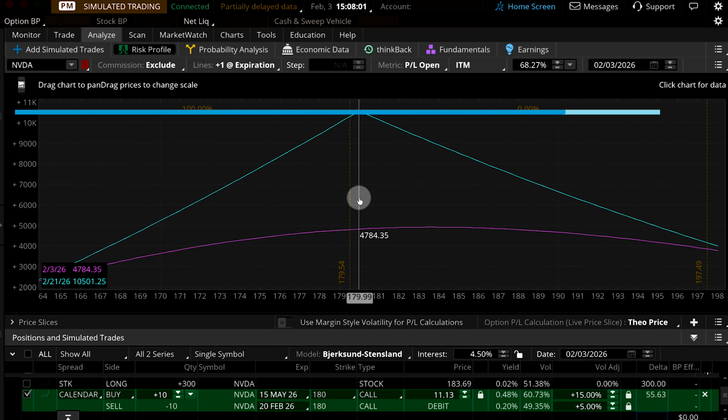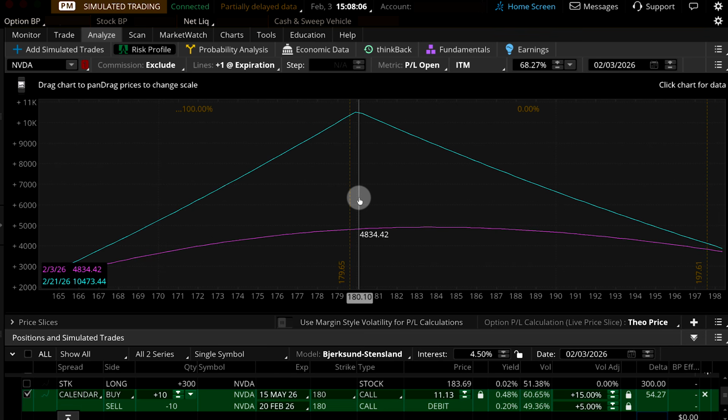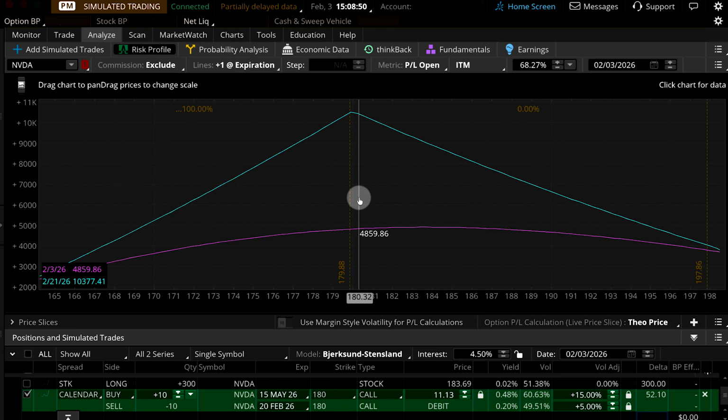Now we're up about $10,500 come expiration, as opposed to about $5,400 when volatility stayed the same. And this is at our strike price of 180, where we're going to see our max profit potential. So now let's take a look at the opposite effect.